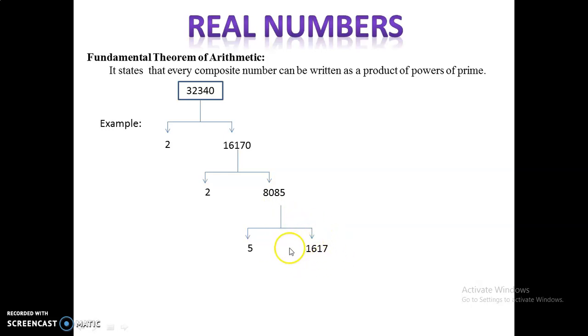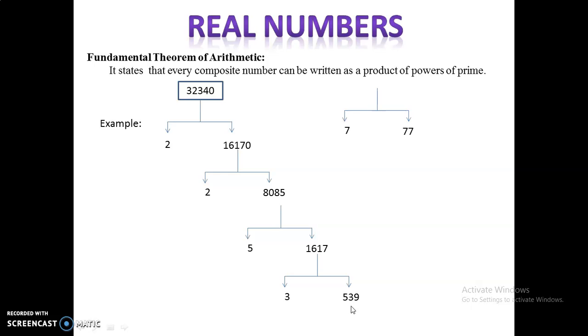Again, now it will not be divided by 5, but the summation of these digits is 7 plus 1 is 8, 8 plus 6 is 14, 14 plus 1 is 15. So 15 is divisible by 3, so this value 1617 is divisible by 3. Now I will divide this 1617 by 3, and I will get a value of 539. Now again this value will not be divided by 3. By adding these digits, it is 9 plus 3 is 12, 12 plus 5 is 17. 17 is not divisible by 3.